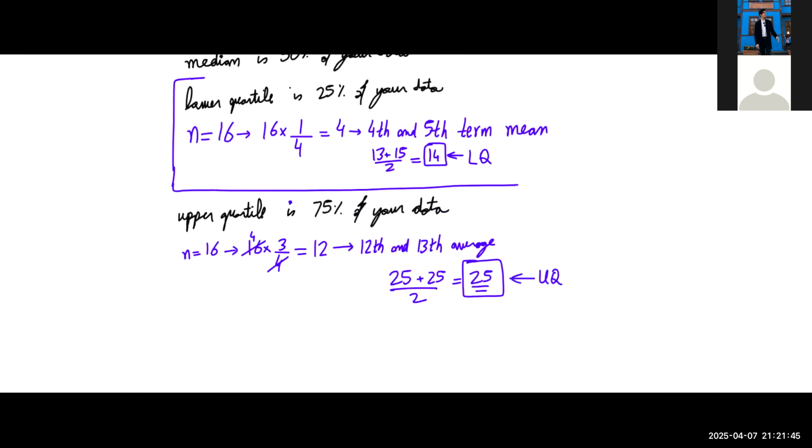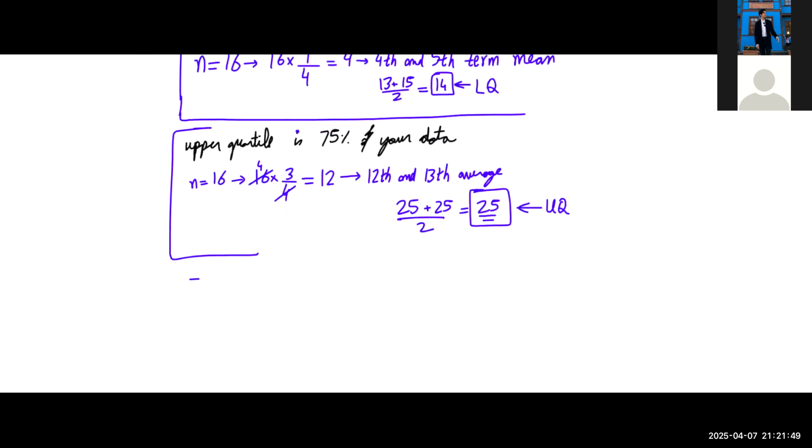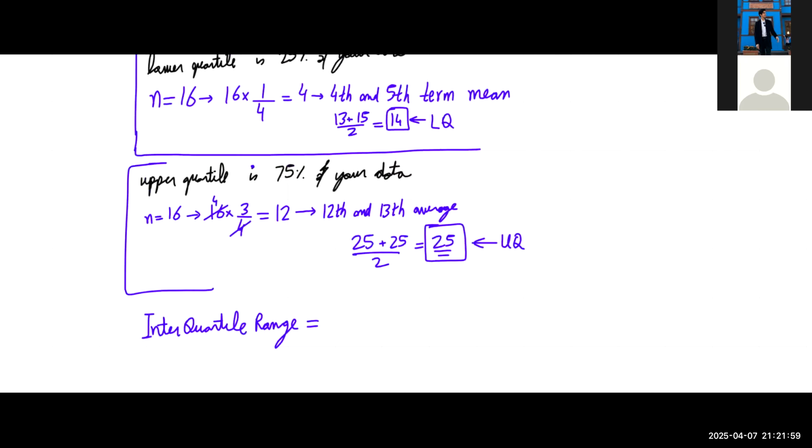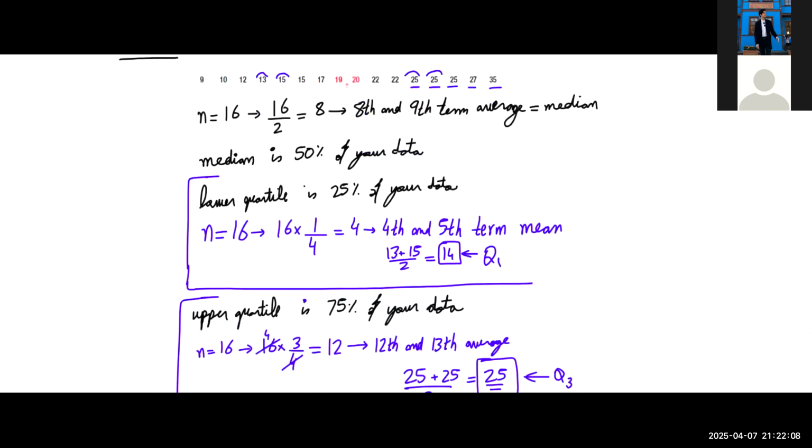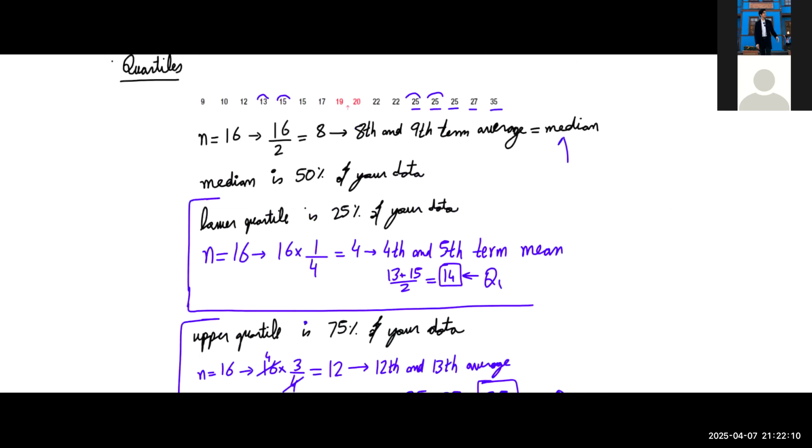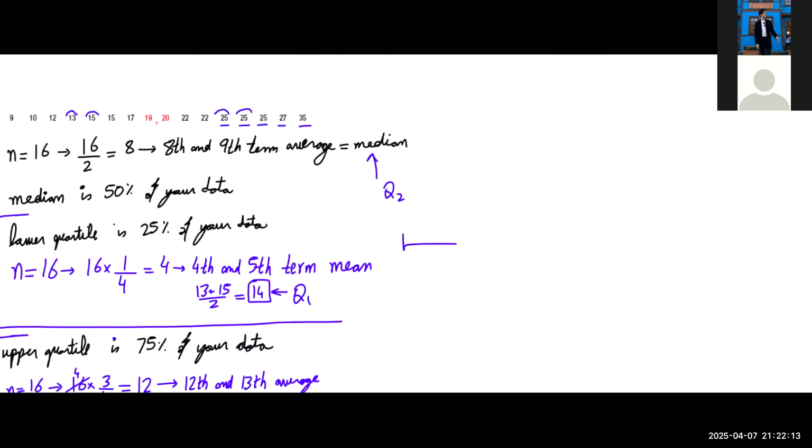Now that we know the upper and lower quartile, we can find something called the interquartile range, which is thankfully very easy to find once you know about the upper and lower quartiles. It's literally the upper quartile minus the lower quartile. By the way, we write it like this. We say Q1, Q3, and the median is sometimes called Q2. So basically in your data, you have the lower quartile Q1, median Q2, upper quartile Q3. Okay?